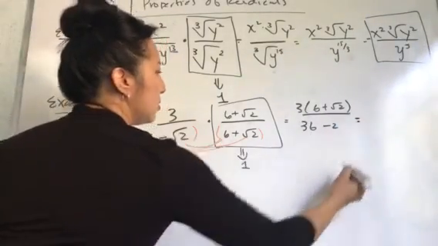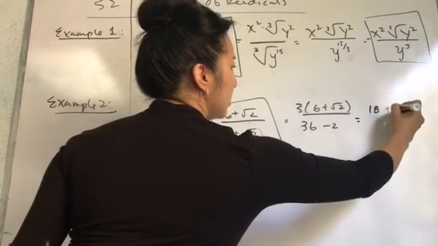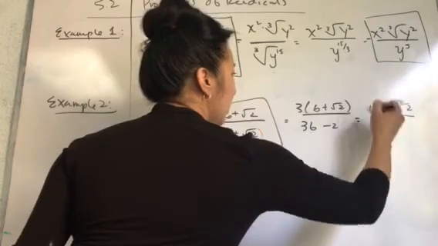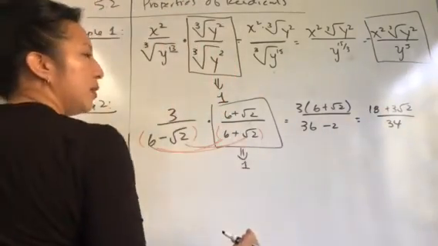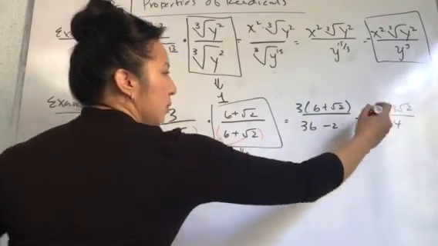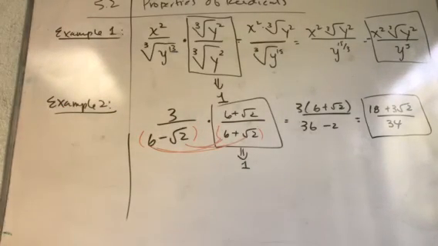So our final answer is going to be, you can multiply the top part out, 18 plus 3 root 2 over 34. And then at this point, we can't factor anything out. Nothing is going to be divisible that we can factor out that is going to be divisible by 34. And so this is the simple form given the conjugate. All right.